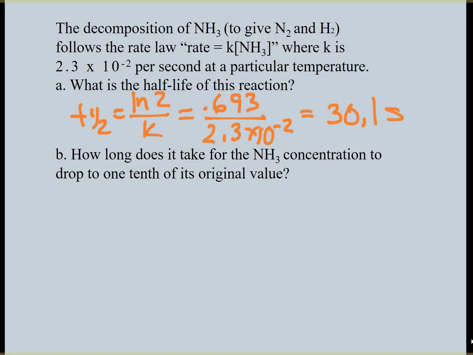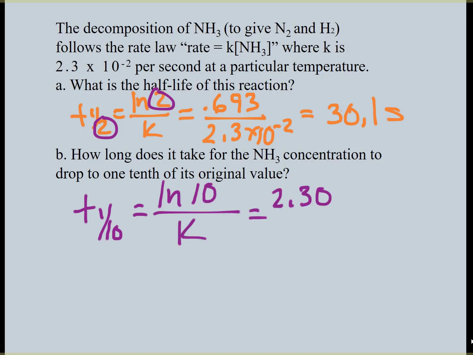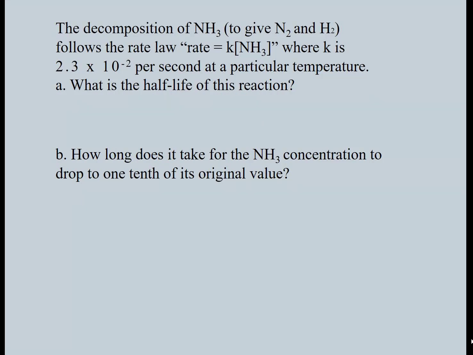And B, it says, how long does it take for the ammonia concentration to drop to 1/10 of its original value? So instead of having half-life equals the natural log of 2, this time the time for it to drop to 1/10 is going to be the natural log of 10 over k. And go ahead and take the natural log of 10 and put in that rate law constant. And I get 100 seconds. So those are some tips with half-life and how to solve those problems.